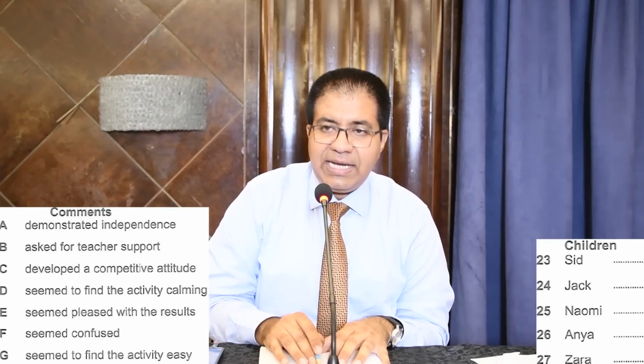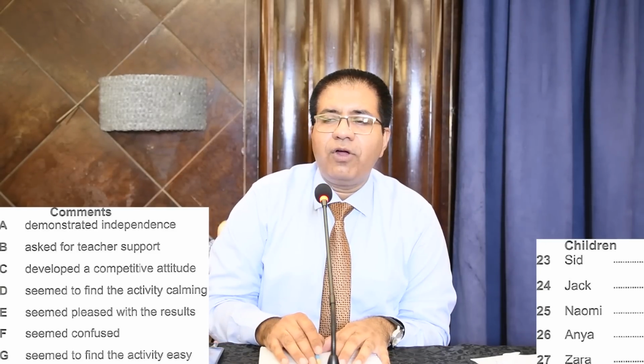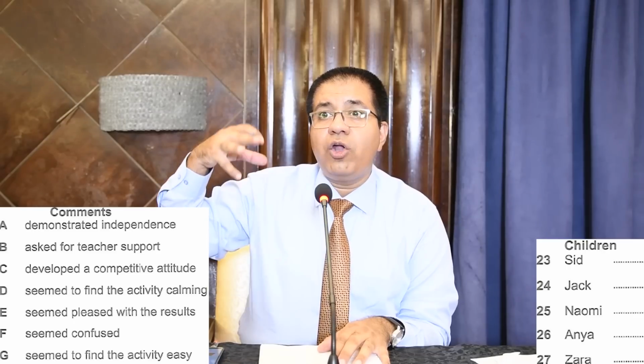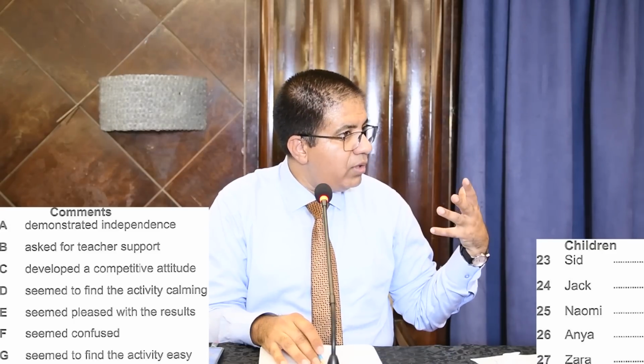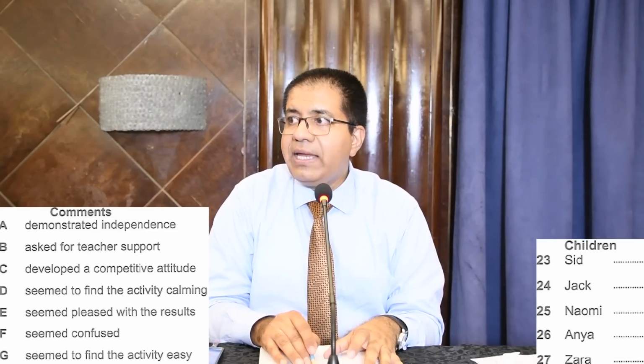So will we read the questions first or the options? Options, comments. Okay, demonstrated independence. Now, for this they can say he worked on his own. He worked without anybody's help, right? When they say he worked on his own, he worked independently, he worked without anybody's assistance, that means demonstrated independence. For example, I'm teaching you something and one of you is doing it on his own without me teaching him, so that is demonstrating independence.